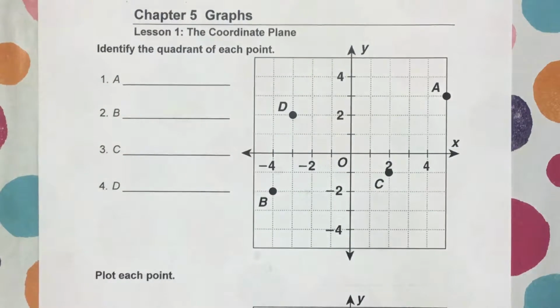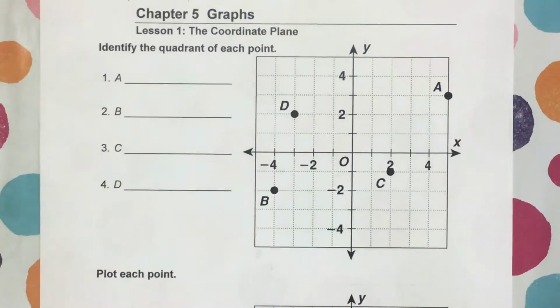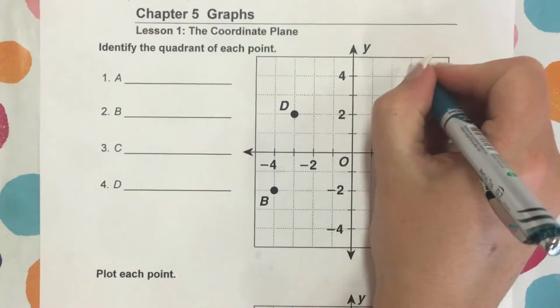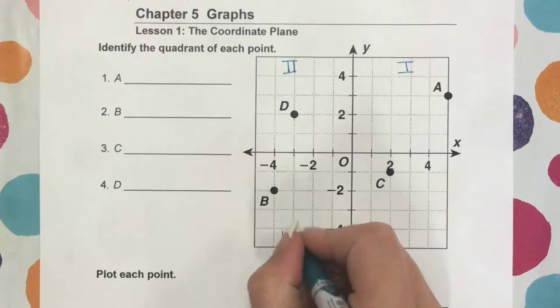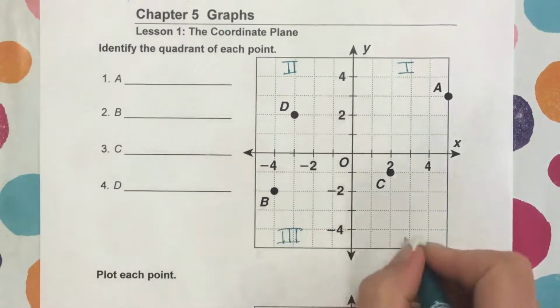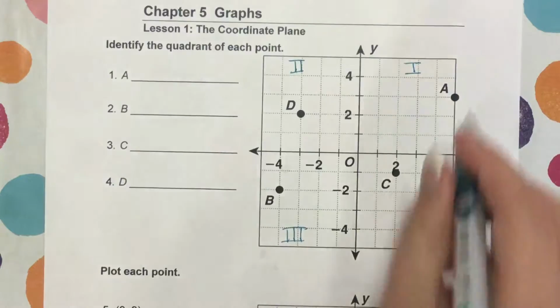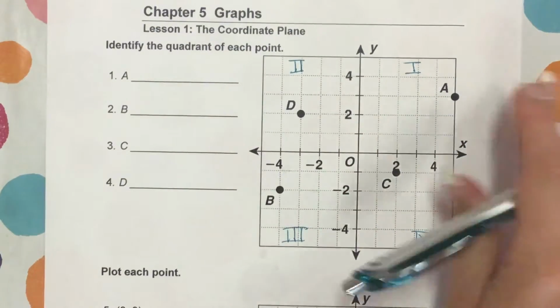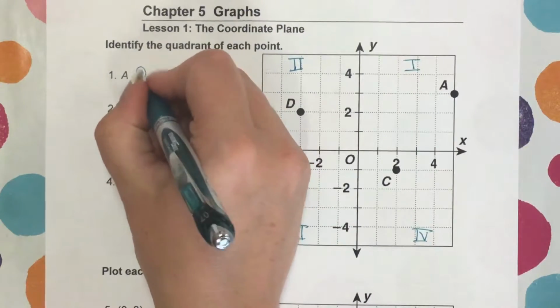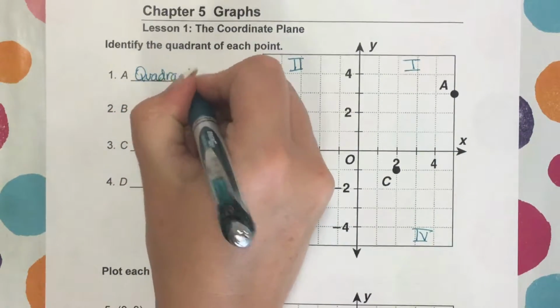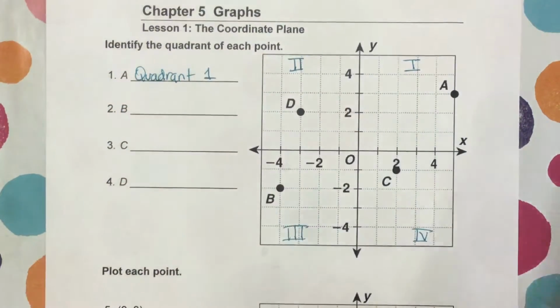All right, if you remember, we're talking about the coordinate plane. The quadrants are in 4 sections. This would be quadrant 1. This is quadrant 2, quadrant 3, and quadrant 4. And they go in this direction here. So A would be right here, and A is in quadrant 1. So we're going to say quadrant 1. If you got that one right, perfecto.